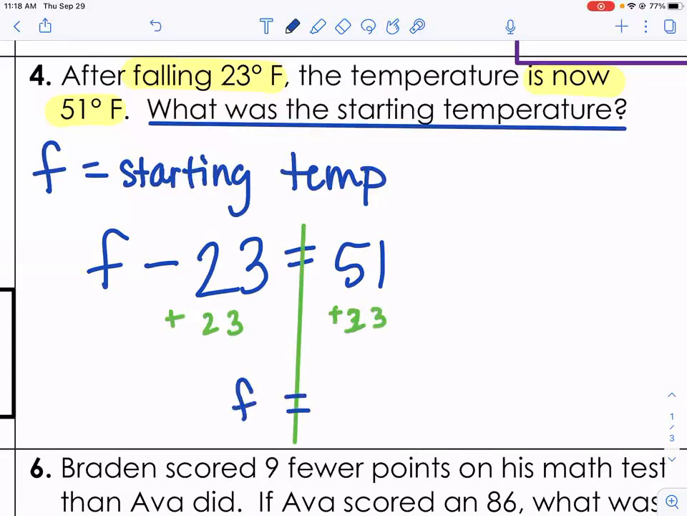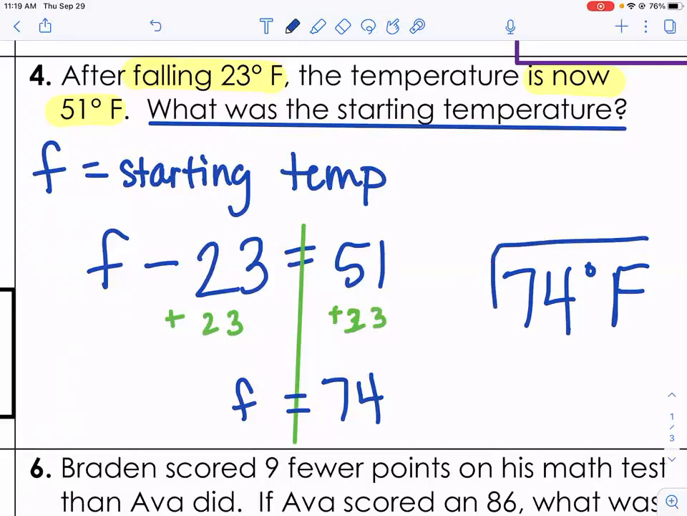To get F is, it's like the perfect day, 74 degrees. It has to be sunny. So this is 74 degrees Fahrenheit. You guys, this could be a problem like literally about today. It's gonna be 74 degrees and in the evening, it's gonna fall 23 degrees. Perfect. Ryan, that's perfect because guess what? 51 plus 23 is what we did in our work.